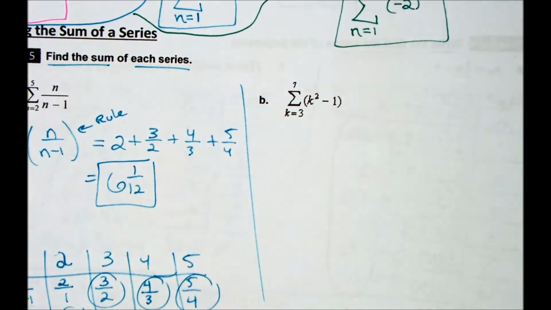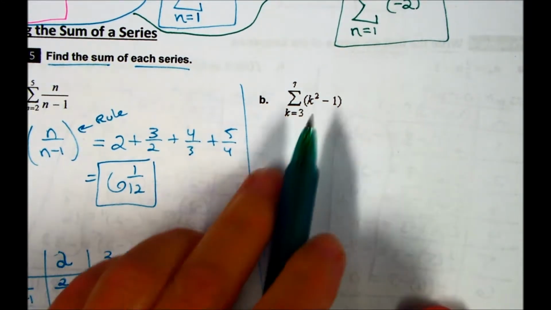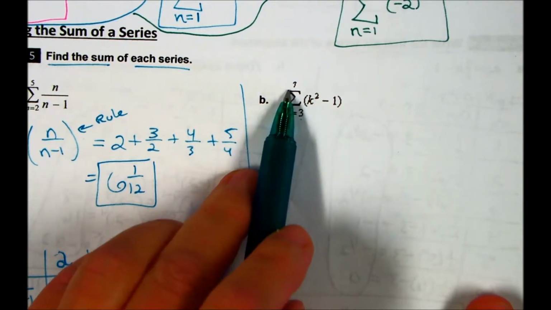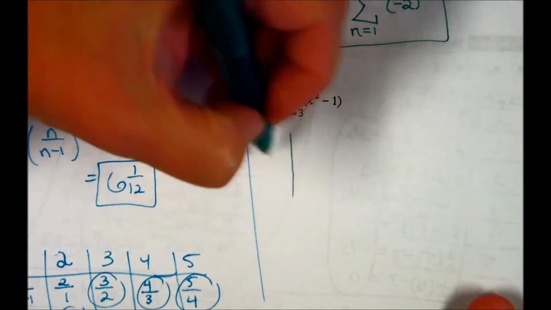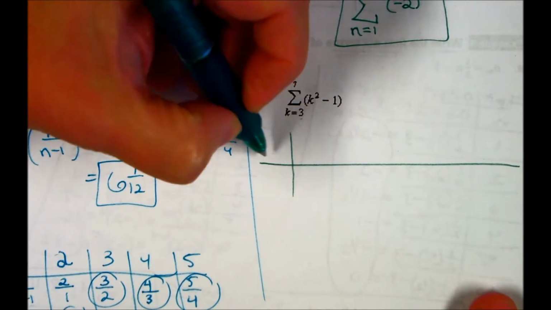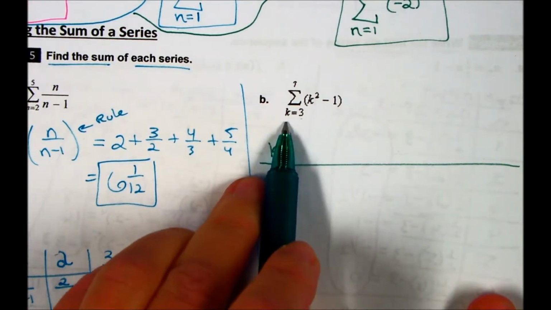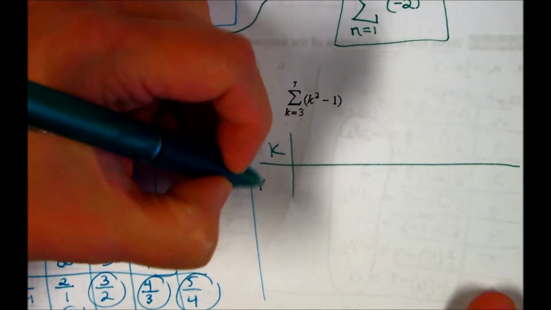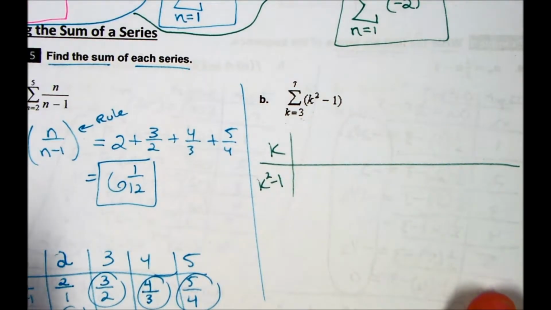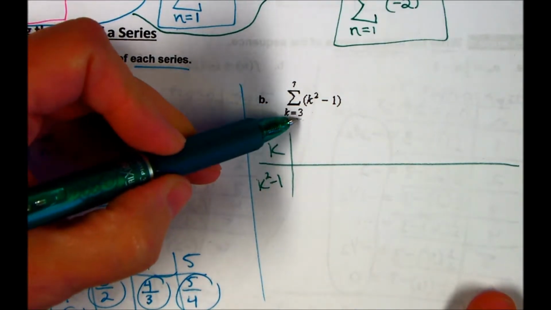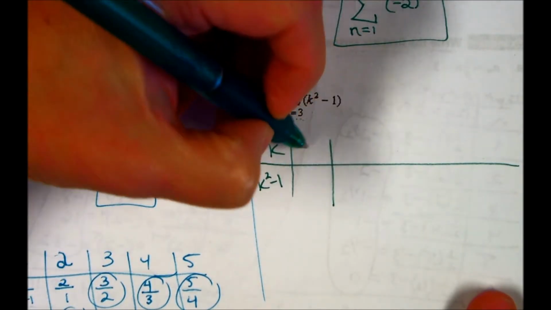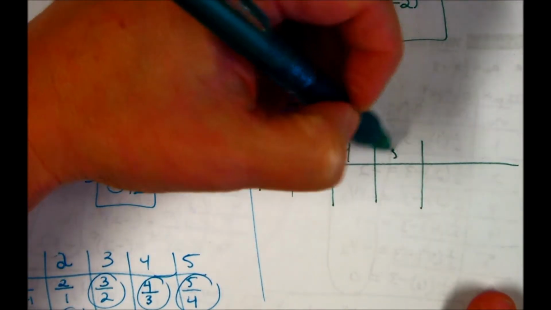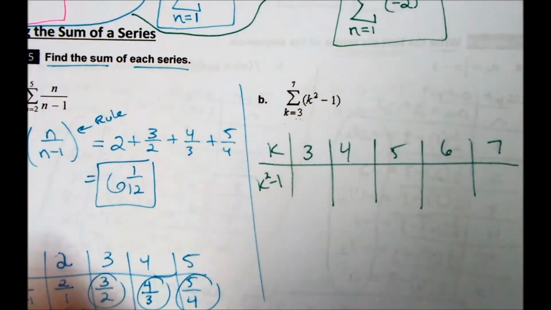All right, the next one here, a little bit more going on. We've got a square in here, but our lower limit is 3, our upper limit is 7. So I'm going to make a table here of k. Now k is my input value, and k squared minus 1 is my output value. Since my lower limit is 3, the first number I'm going to substitute is 3, but then I'm going to substitute 4, 5, 6, and 7.